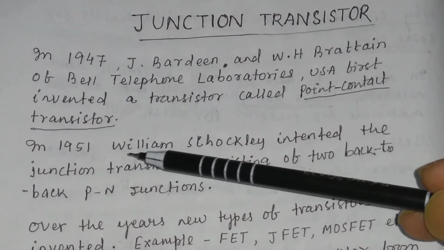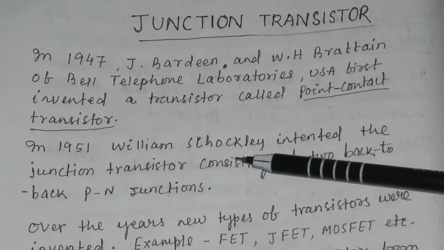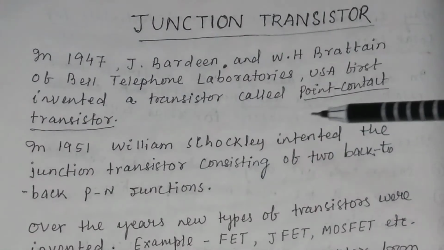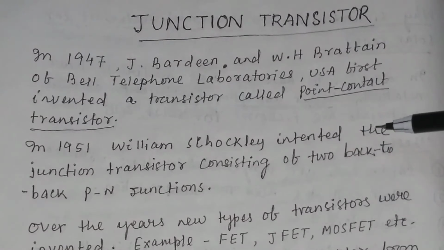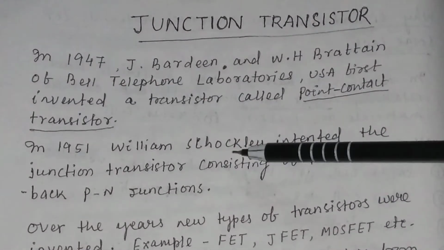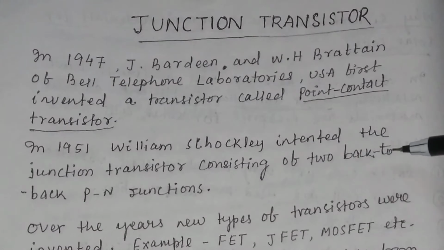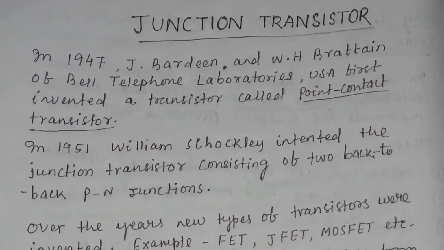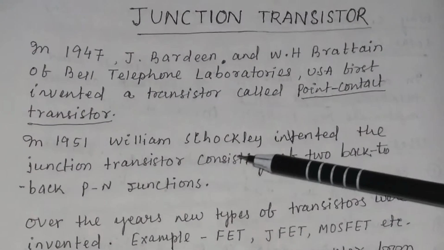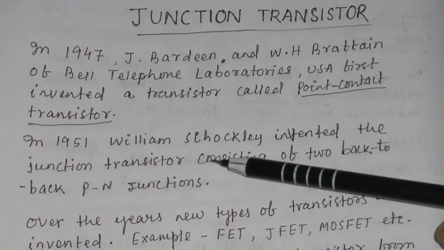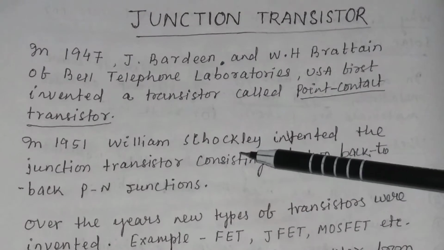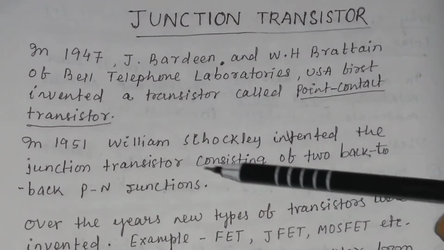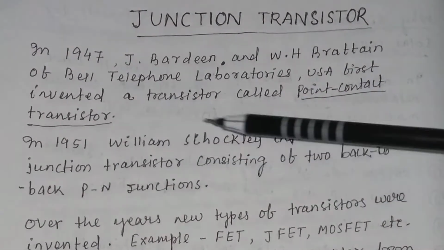In 1951, William Shockley invented the junction transistor consisting of two back-to-back PN junctions. So the junction transistor was invented by William Shockley in 1951.